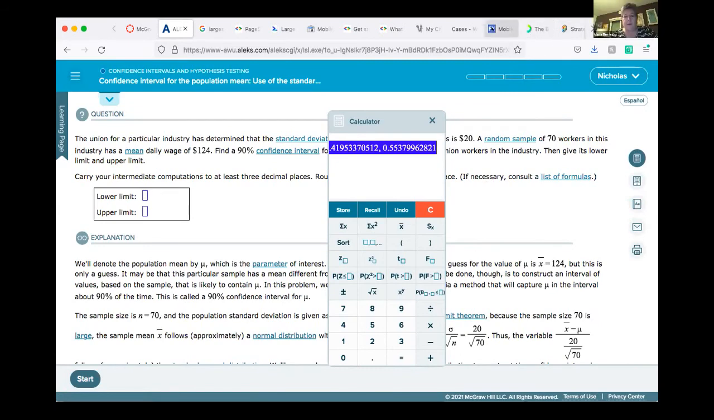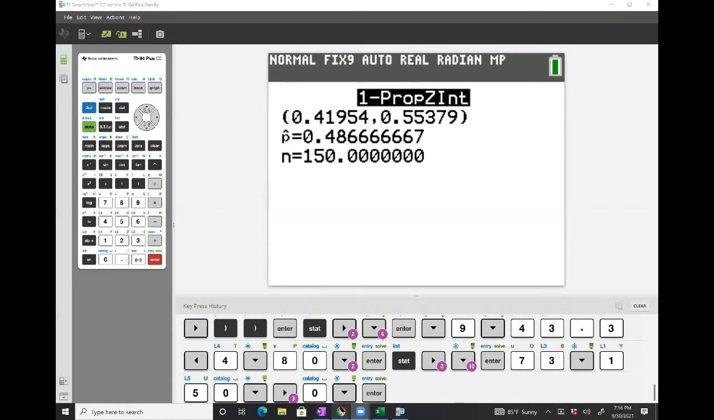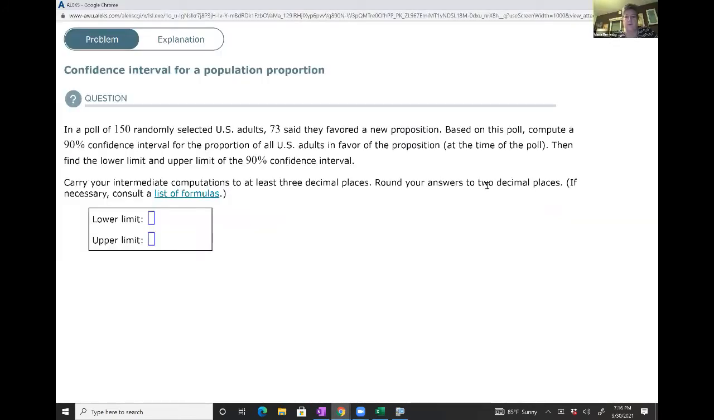Okay, so let me go back and share my screen. Thank you for that. So let me go back to the question. So they want 2 decimals. Okay, so 2 decimals, 0.42 and 0.55. Those are our answers for this. So the lower is 0.42 and the upper is 0.55. Correct. Okay.